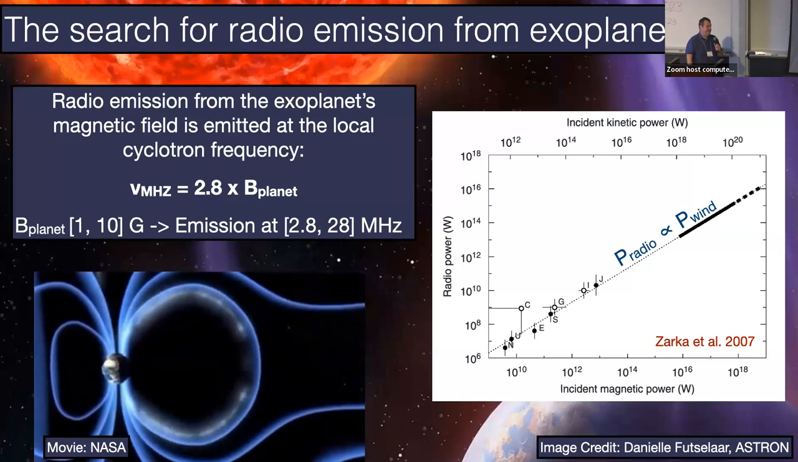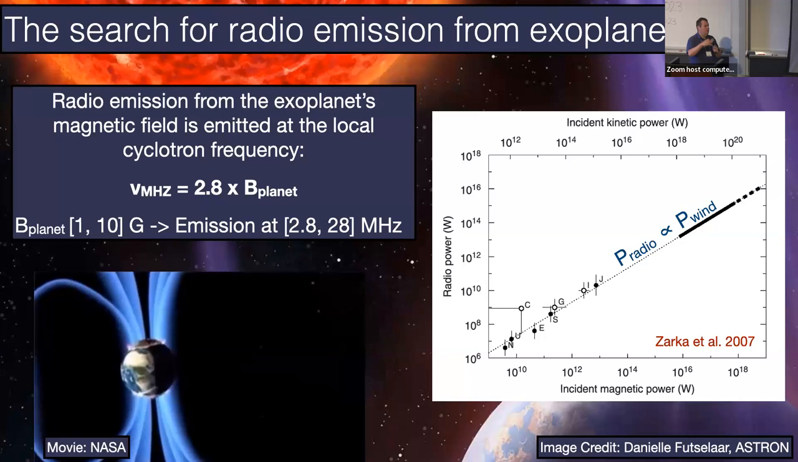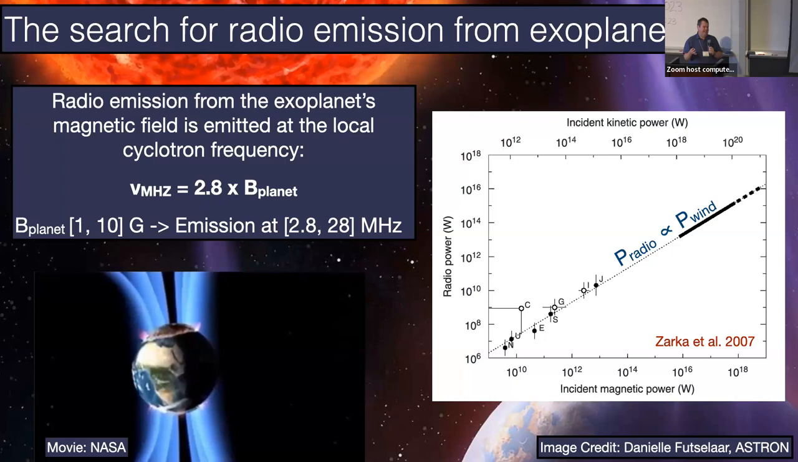We see that here on Earth. You've all probably seen images of the northern and the southern lights, these beautiful glows caused by the solar wind impacting on the Earth's magnetosphere. You can see the simulation here outlines the process where the solar wind impacts on the magnetosphere of the planet and the particles flow down the field lines to the poles.